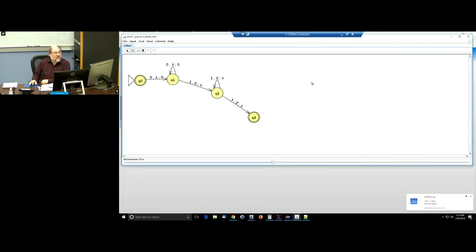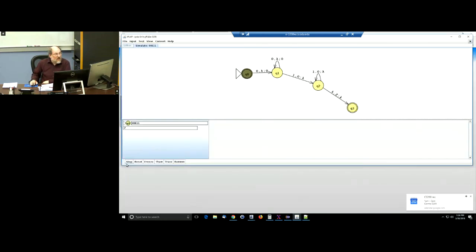If I also check this with, say, an input with non-equal numbers of zeros and ones, let's do 0, 0, 1, 1, 1. Again, on the first 0, we push it onto the stack, go to Q1. On the second 0, we push it on the stack and stay in Q1. On the first 1, we pop a 0 from the stack and go to Q2.